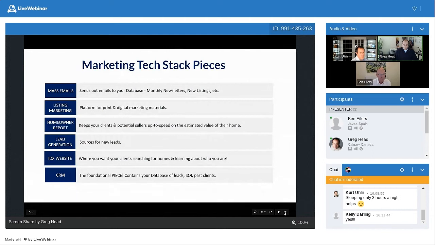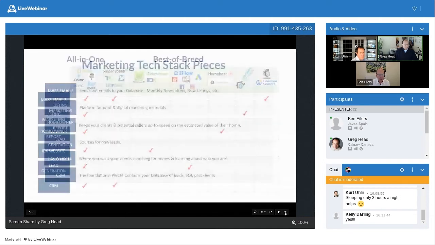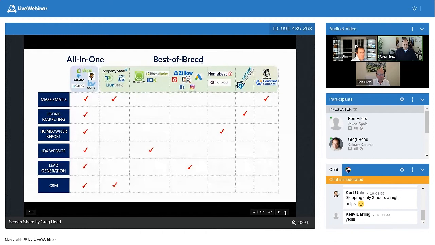So those are the pieces. Now let's take a quick look at who does what. And again, we probably have 15,000 pieces of technology coming at us. So what we've done is we've taken some of the more popular ones in the real estate space. First off, on the left here, shaded in blue, we like to call these the all-in-ones: KV Core, Ylopo, Real Geeks, Sync, Chime. I could go on and on, but these are some of the more common ones. We call them the all-in-ones because they do hit on all the pieces of the tech stack in one platform.